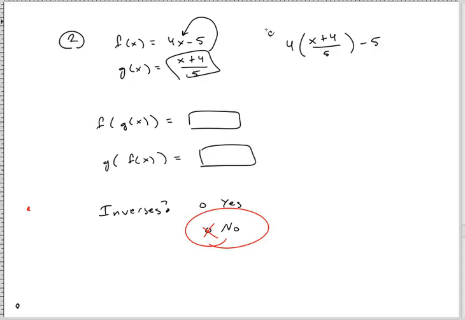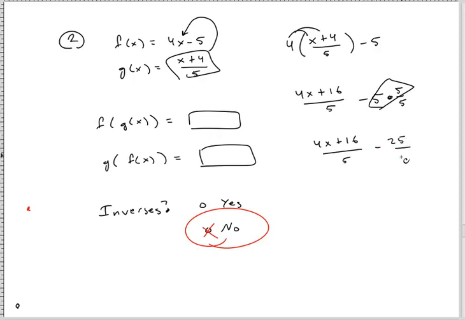All right, so we need to simplify this guy down. And of course, there's a few ways to go about doing this. I think distributing the 4 might be best right now. And so we would have 4x plus 16 all over 5, minus 5. I need a common denominator. And so you can multiply this side by 5 over 5. And what happens is that these 5's combine into the numerator to make a 25 over 5.